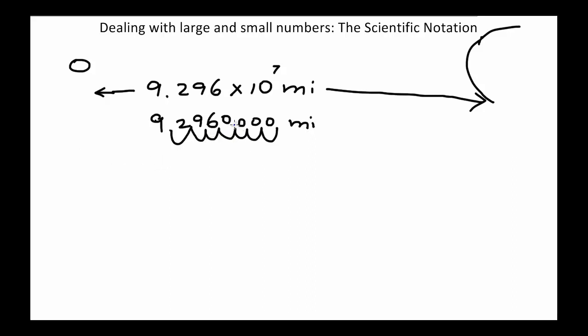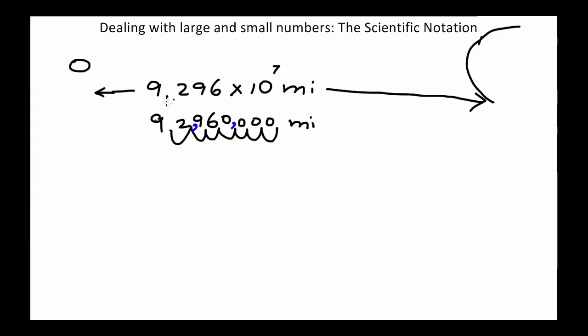And to understand this better, I'm going to add the commas after 3 places from the right and after 6 places from the right. And in common speak, we might call this 93 million miles. Or, as we wrote before, 9.296 times 10 to the 7 miles.